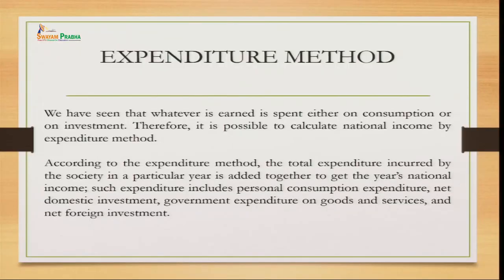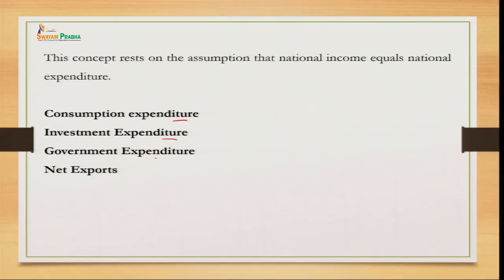Moving ahead, we have the expenditure method as well, right. Whatever is being produced and whatever is being earned, we are going to make expenditure of the same. So if we look at the total expenditure in the economy and calculate the figures of this total expenditure, then also we can calculate national income. What all we include in the calculation of national income by the expenditure method: here we have four categories. First, we look at the expenditure made on consumption, because this is the largest expenditure made by the people in the economy.